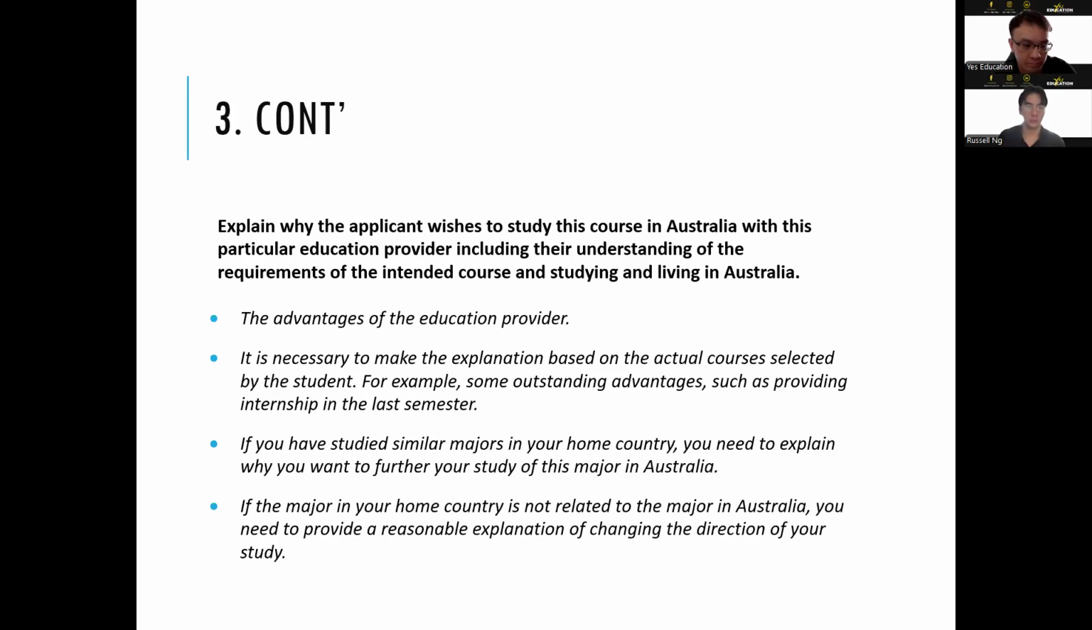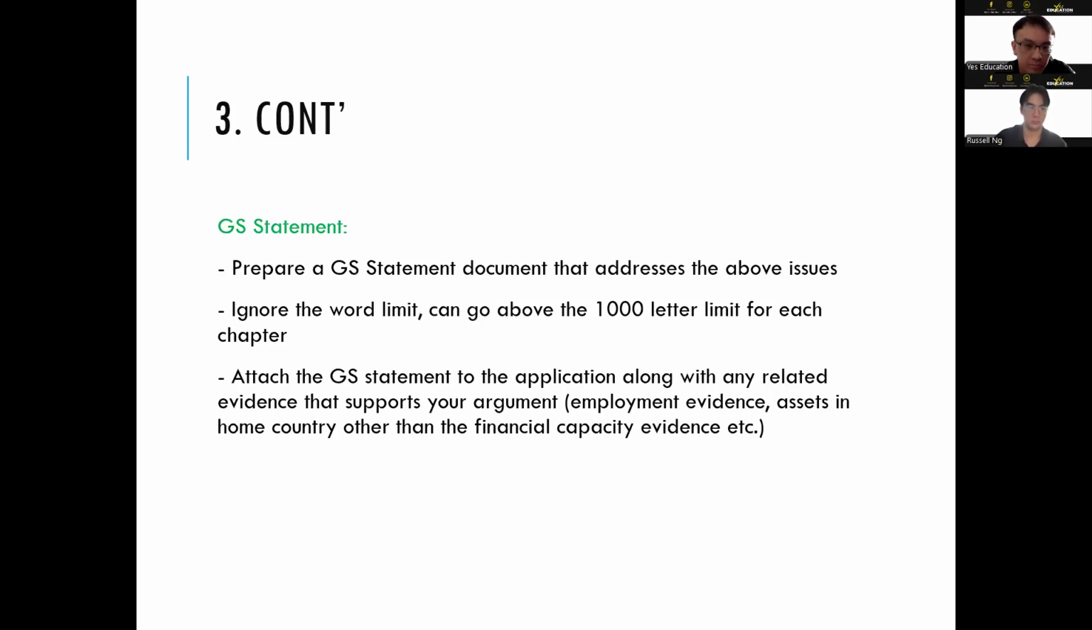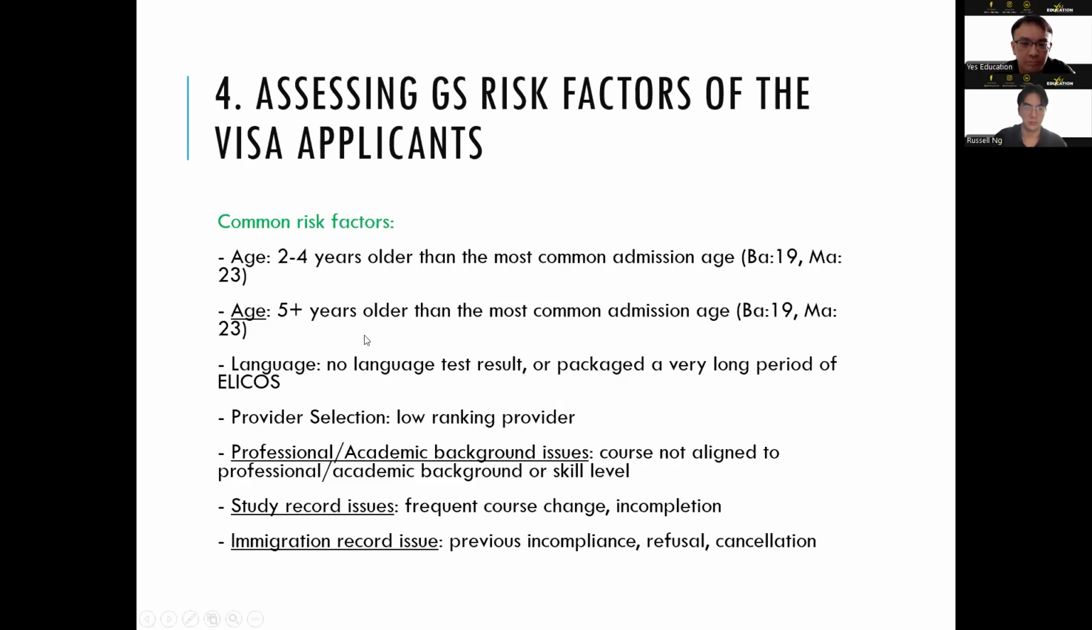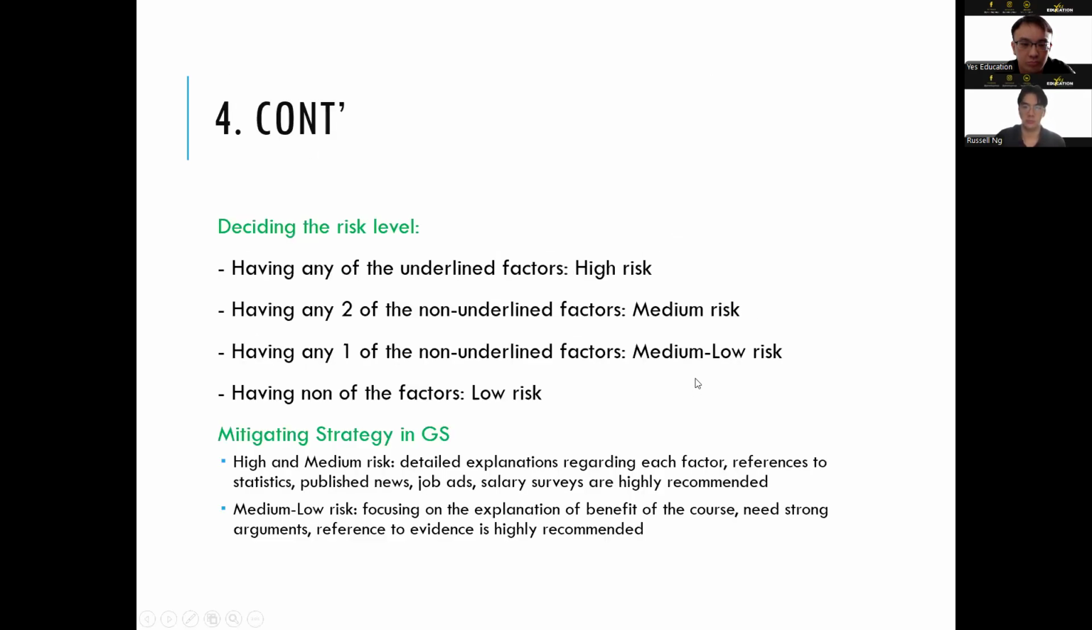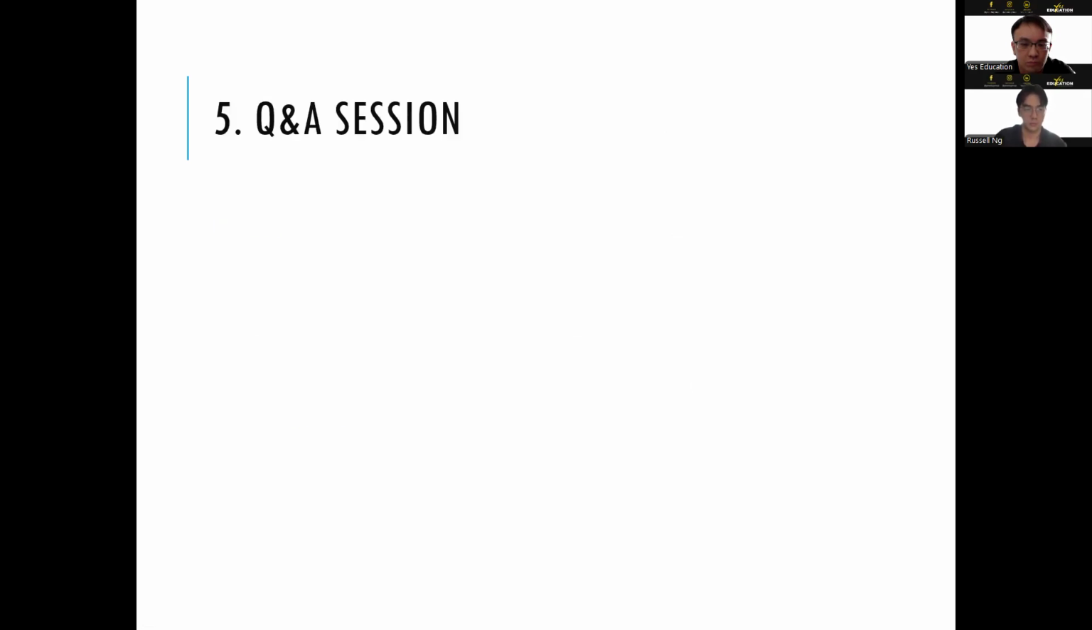So keep an eye on that and try to look at students' risk factors and try to give them a basic picture of the risk level and then decide what to do in their genuine student statement. Okay, that's pretty much it.